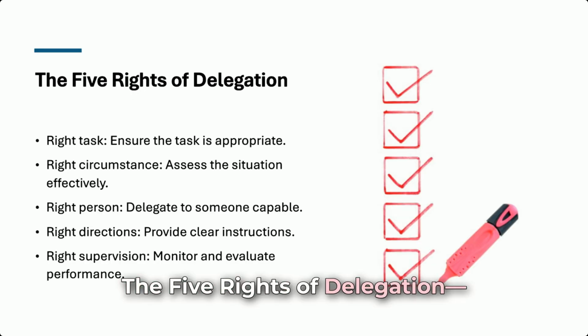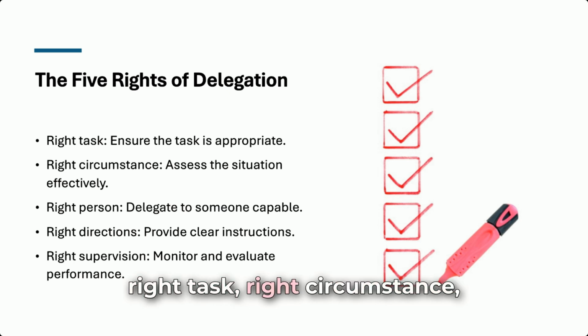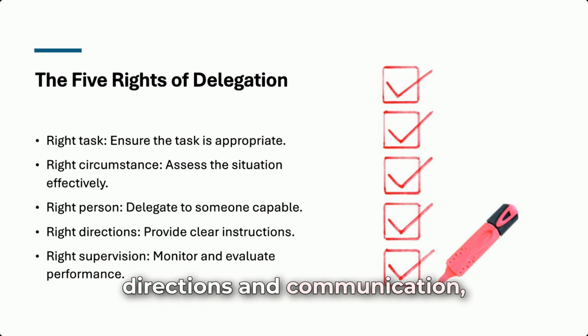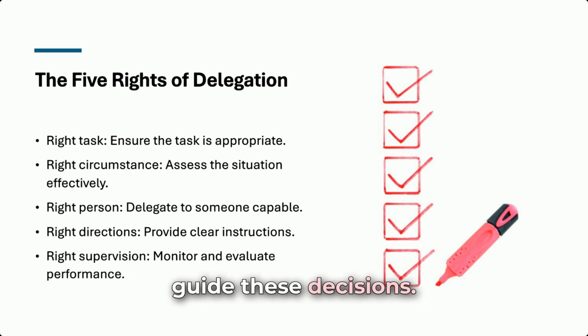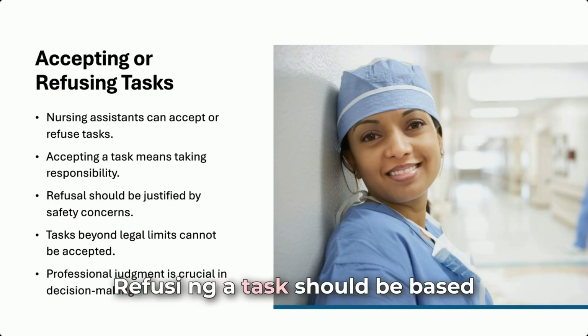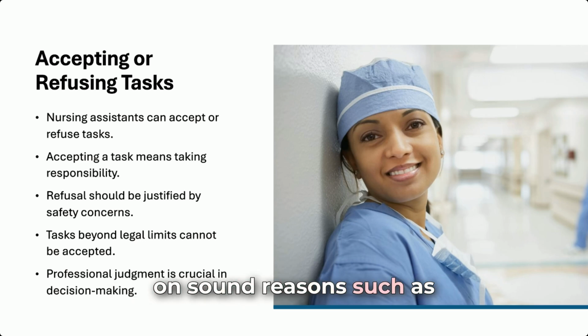The 5 rights of delegation: right task, right circumstance, right person, right directions and communication, right supervision and evaluation, guide these decisions. Accepting a task means being responsible for completing it safely. Refusing a task should be based on sound reasons, such as it being beyond legal limits or job description requirements, or requiring professional knowledge or judgment.